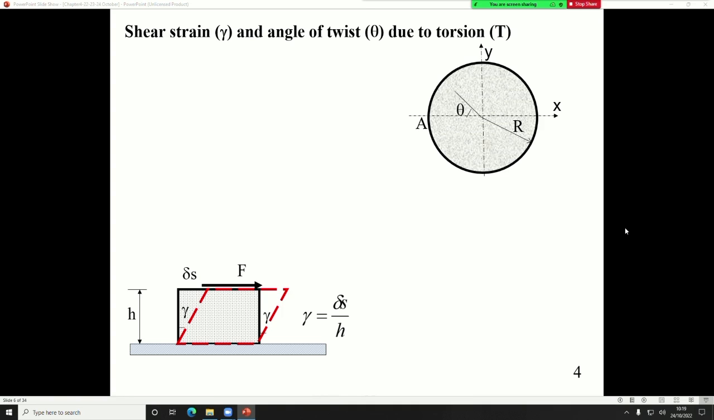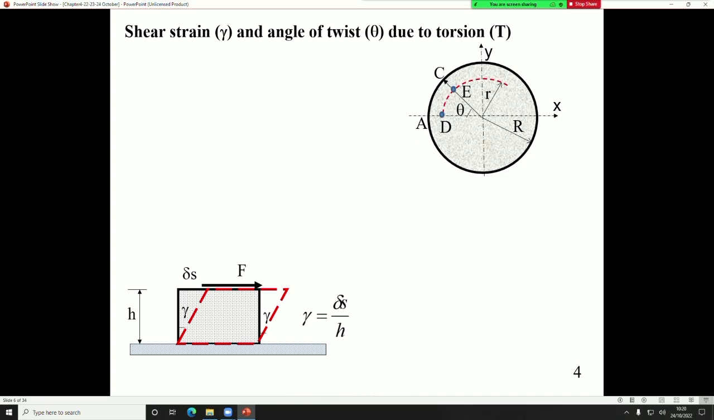So this is, as I said, an exaggerated deformed shape. It means when I apply a torque, you have an angular twist of theta, which is a very, very small value, and a point on the surface of the cylinder, which is A, moves to a new position, such as C. So AC is the shearing displacement of point A, which is located on the surface of the cylinder.